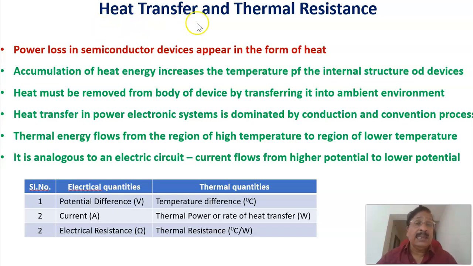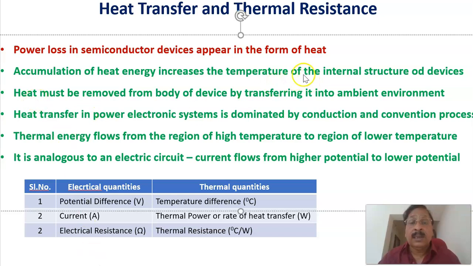Now let us see heat transfer and thermal resistance. Power loss in a semiconductor device appears in the form of heat. Whatever we already explained about the power loss, that power loss appears as heat. The accumulation of the heat energy increases the temperature of the internal structure of the device.